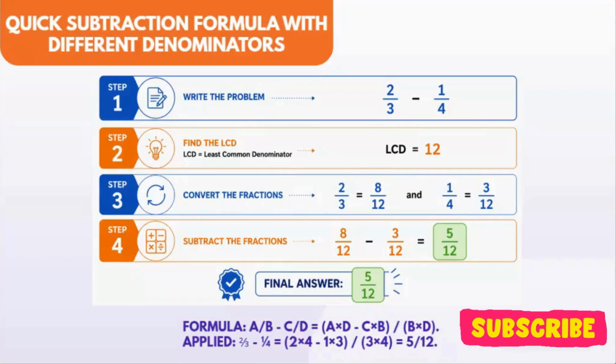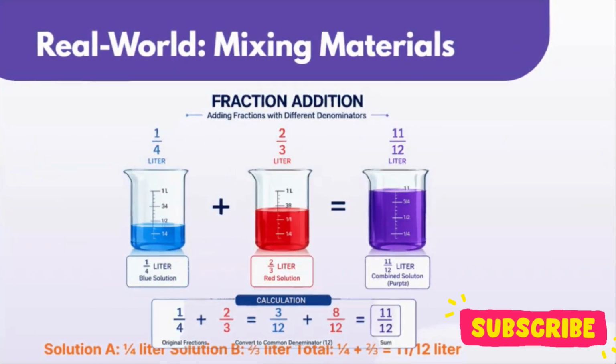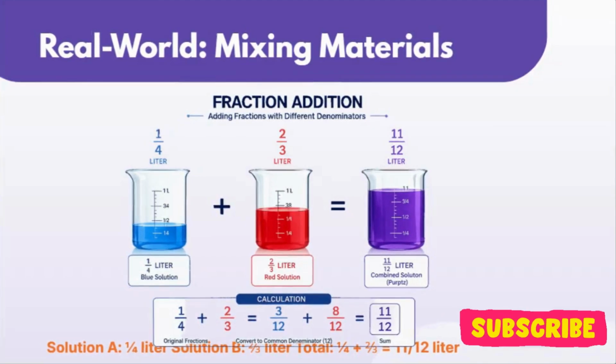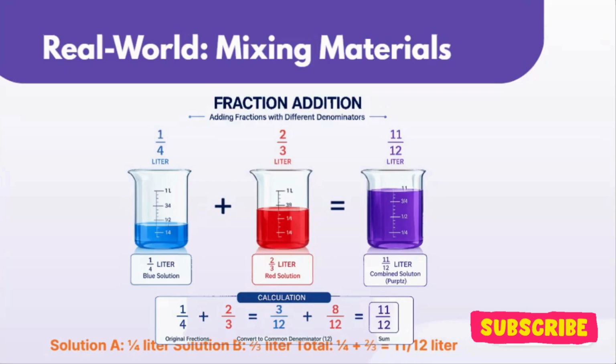Okay, you can also solve it with the cross multiplication method, in which you have to multiply the numerator of the first fraction with the denominator of the second fraction. Then you have to subtract the two products, and in the denominator you have to multiply the denominators. Okay, let's apply this concept to mixing materials. For example, I want to add 1/4 liter and 2/3 liter.